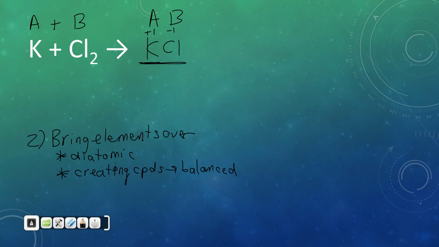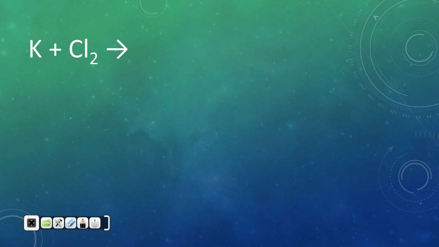So now I need to balance the overall reaction. 1 K, 1 K, 2 Cl, 1 Cl. Need to put a 2. Now I have 2 Ks, 2 Ks. Okay?